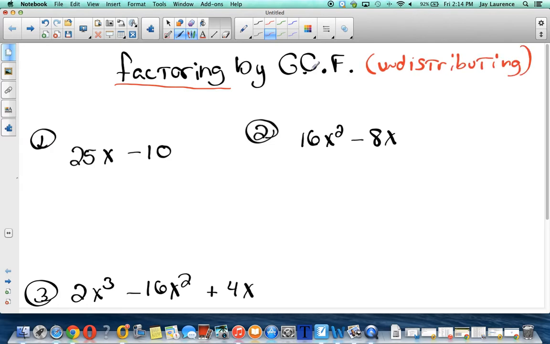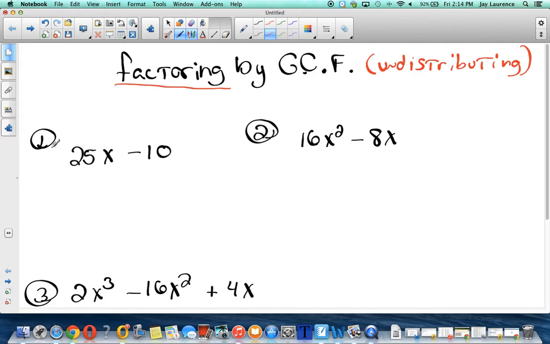I've been holding off on using the big F word, but it's time, so we're going to learn how to factor. We're going to learn a couple different types of factoring, and we're going to learn how to solve equations by factoring. But for right now, let's review how to factor by undistributing.